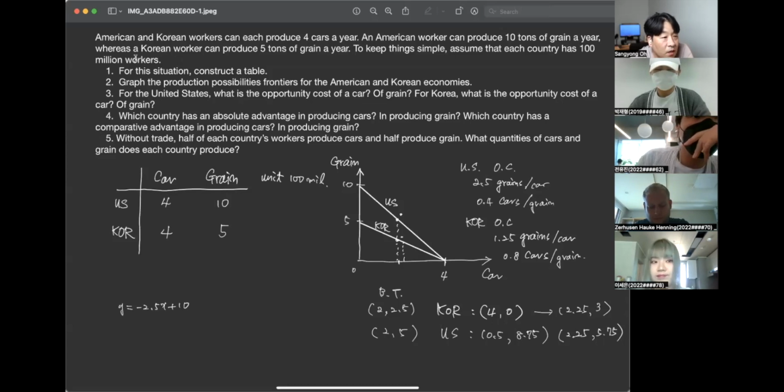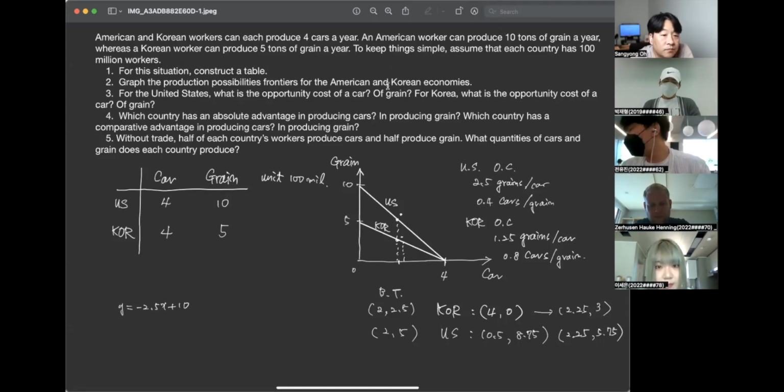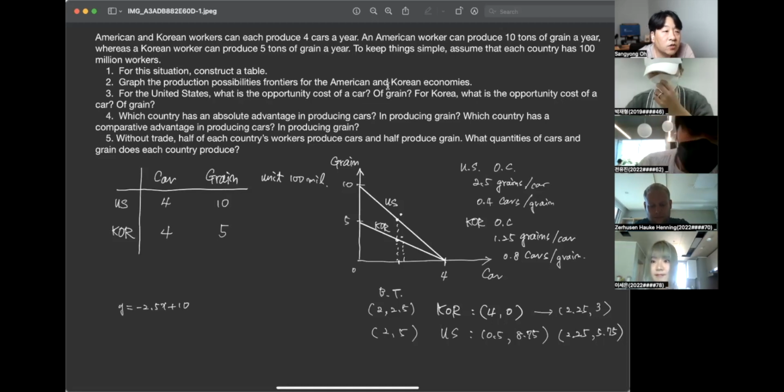That's why I made it that American and Korean workers can each produce 4 cars a year. And we set up that, for simplicity, 100 million workers exist in each country. Good. So America can produce 400 million cars in a year. Korea also 400 million cars a year, if they only produce cars.